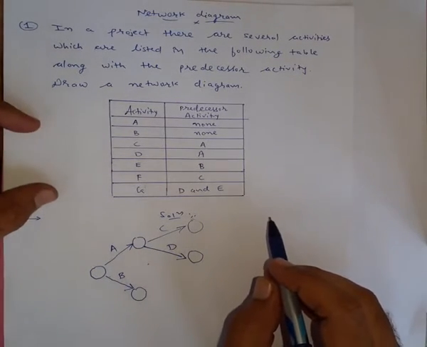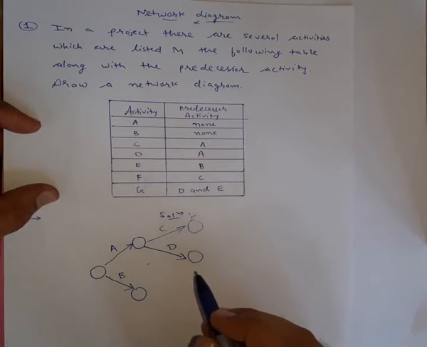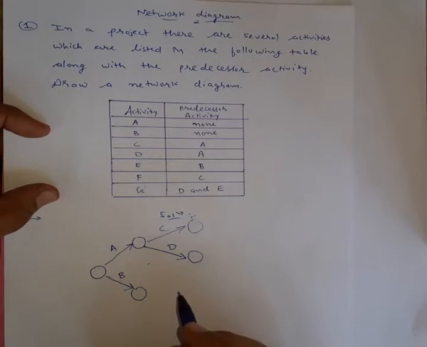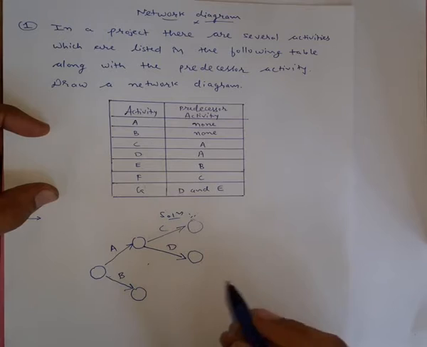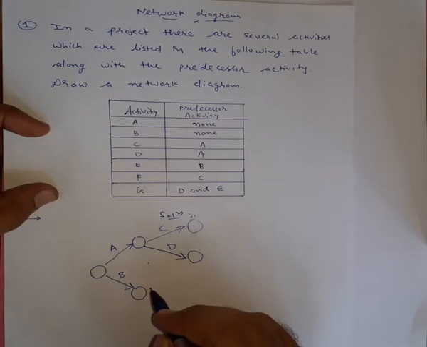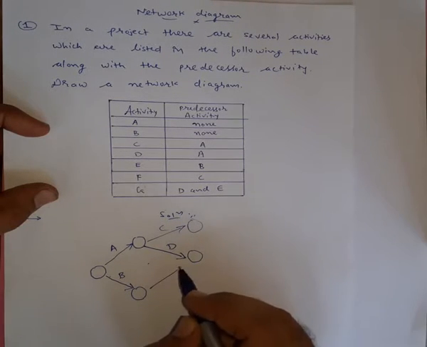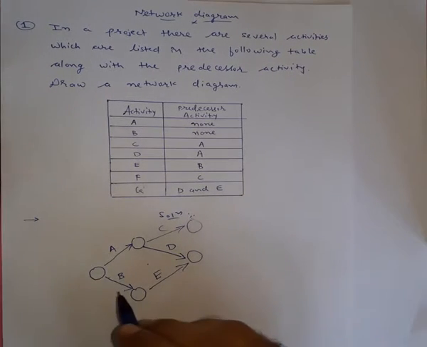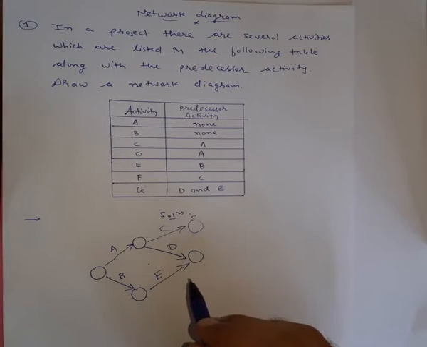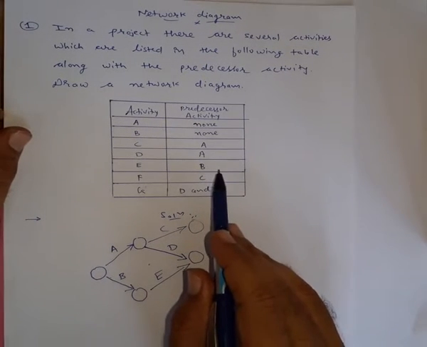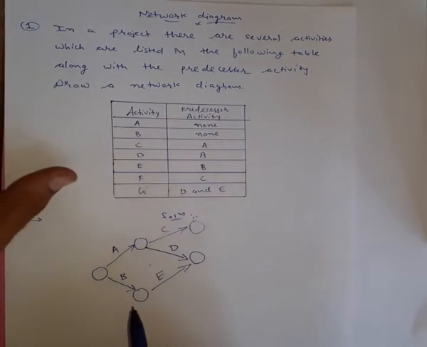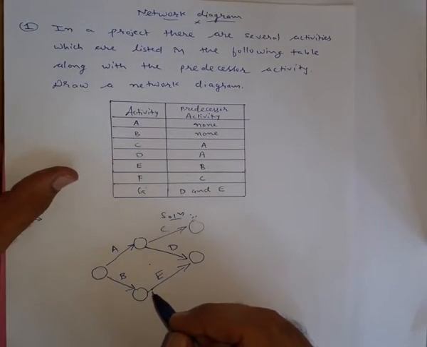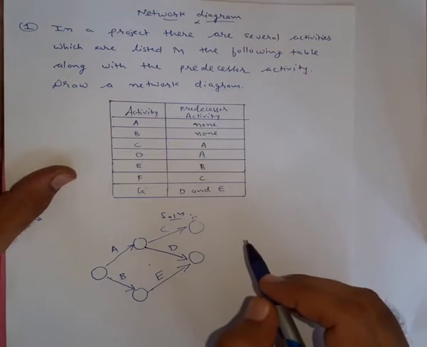Now for activity E, the predecessor is B. So that means activity E is also dependent on the completion of activity B. So you can draw it like this. Activity E can be started only when activity B has been completed. So you can see over here activity B is completed, and from that activity E emerges out.